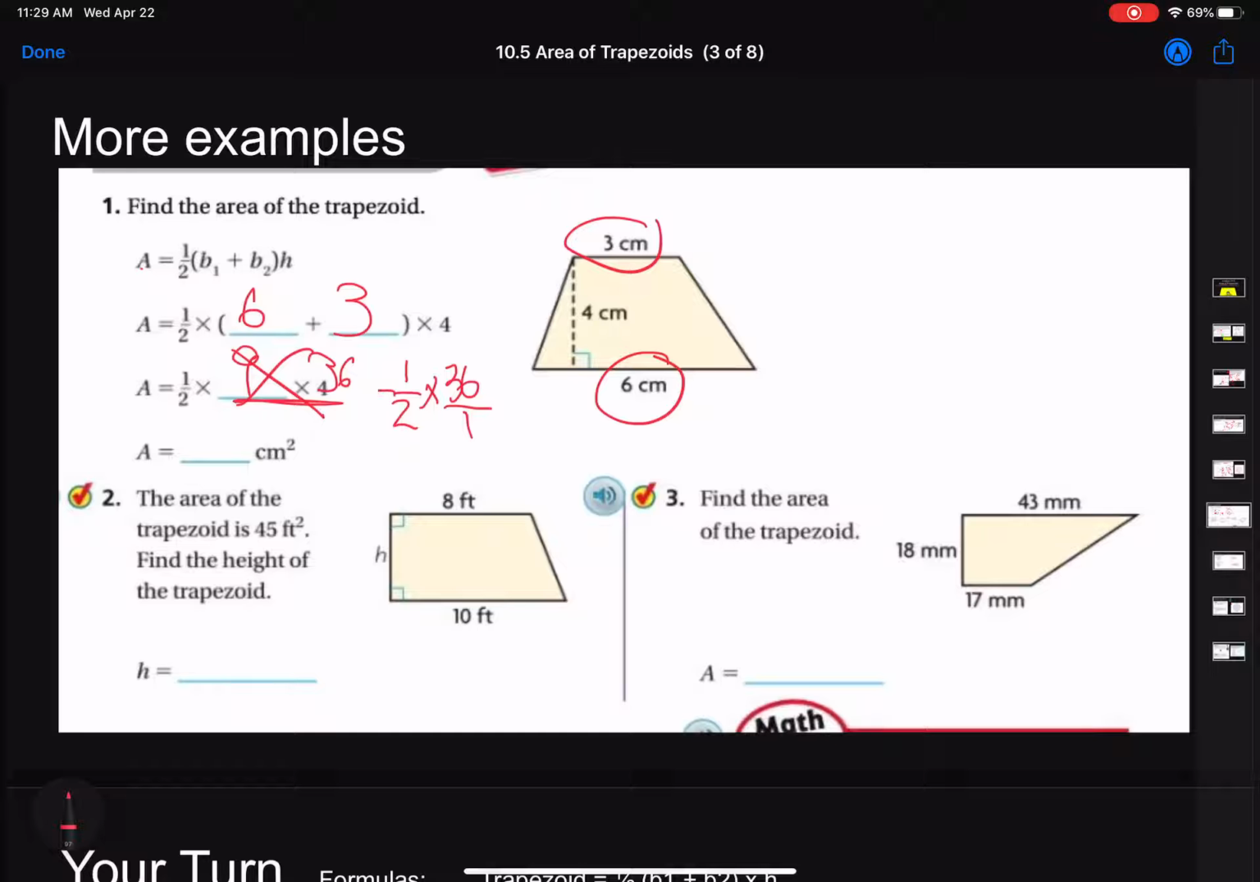So you're halving 36. So think, 2 divided by 2 is 1, 2 into 36. So 36 divided by 2, that's going to be 18. So your total area is 18 centimeters squared. And let's look at number 2.